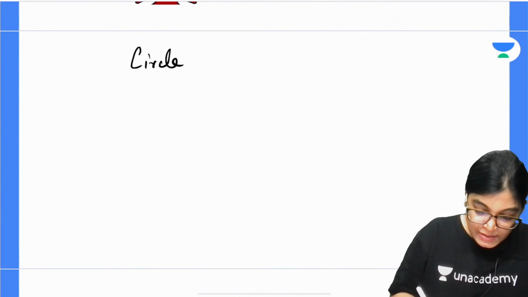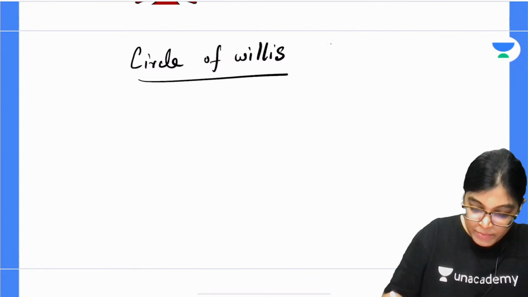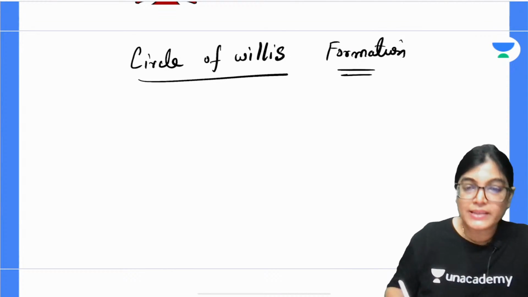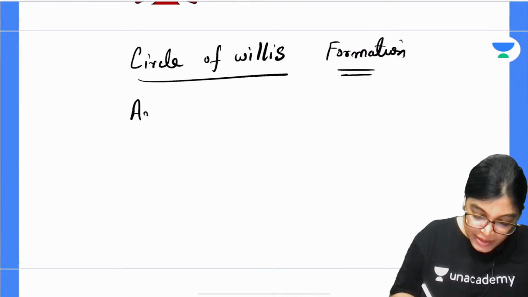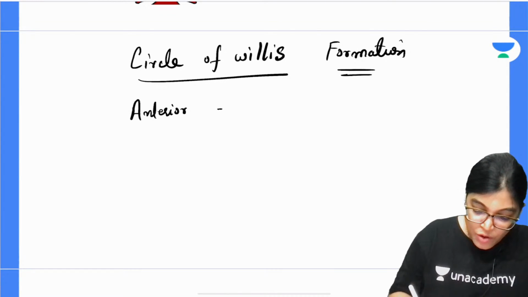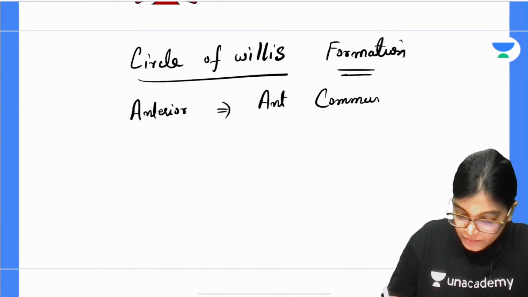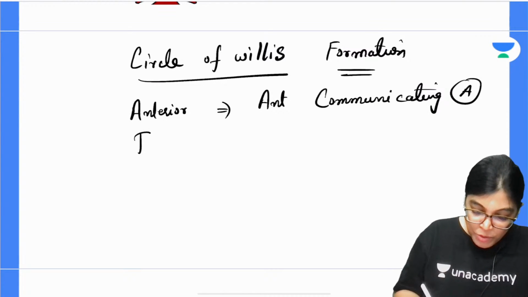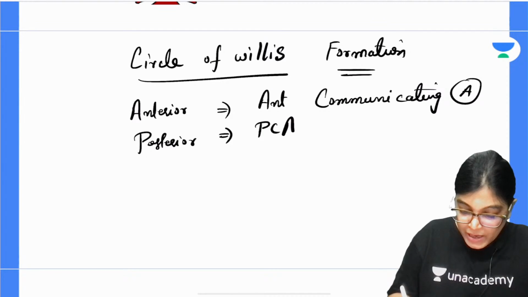So write down circle of Willis formation. Already we know that it is located in the subarachnoid cistern, that is the interpeduncular cistern. Anterior boundary: anteriorly it is formed by the anterior communicating artery. What about the posterior boundary, dear? Posteriorly it is bounded by the posterior cerebral artery.